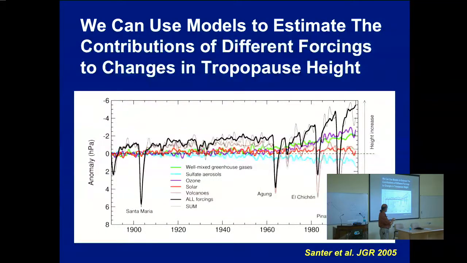Solar variability doesn't have much effect. Volcanoes, you can see these big round dips. Then if you add all these forcings, so when I'm doing individual forcing runs, this is the kind of insight that one can get, okay? So volcanoes make a huge impact, but there is an overall trend that is coming from ozone and well-mixed greenhouse gases. Okay?